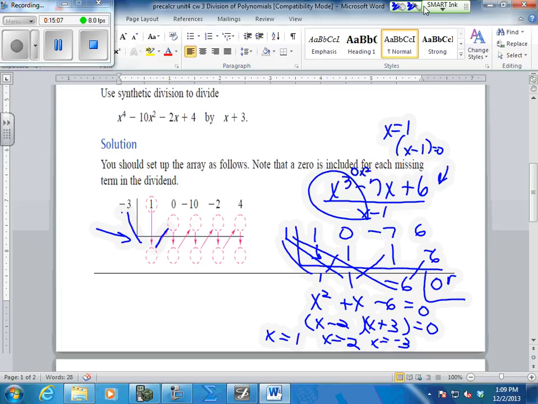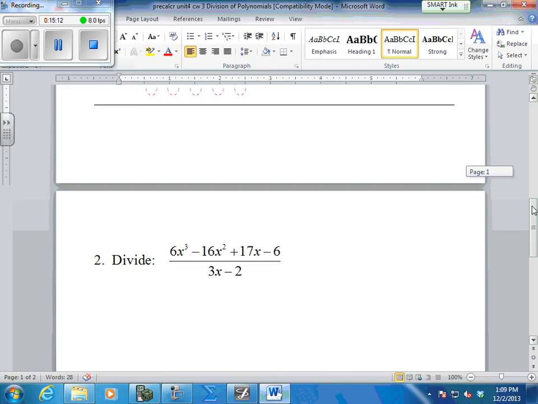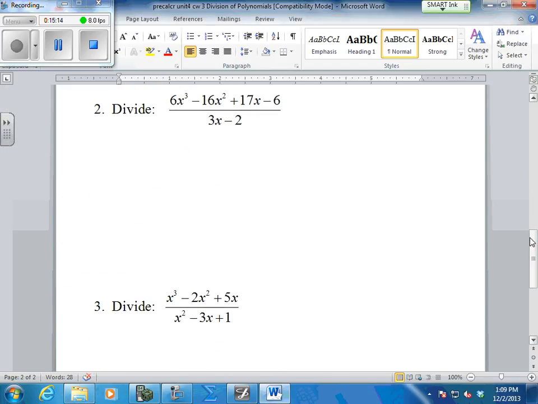Agreed? Now, to keep going with your synthetic division, we have this example. Now, this example says, take this polynomial and divide it by 3x minus 2. The problem with this 3x minus 2 is that the leading coefficient must be 1 in my denominator. It's not, it's 3.